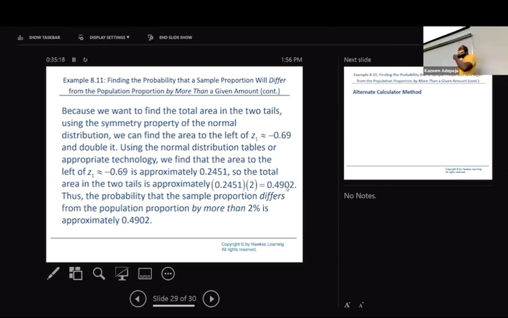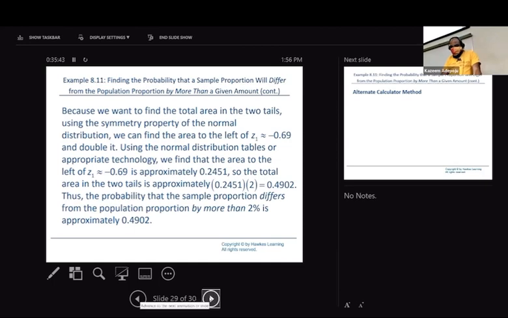And if you want to use the R software, it's going to be 2 multiplied by 1 minus pnorm of a positive z-score. I'm going to say that again. If you want to use R, it's actually going to be 2 multiplied by the parenthesis of 1 minus pnorm of the positive one.